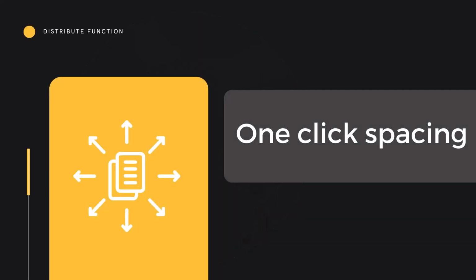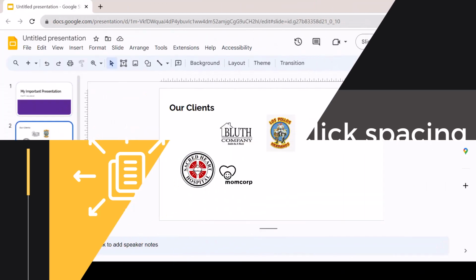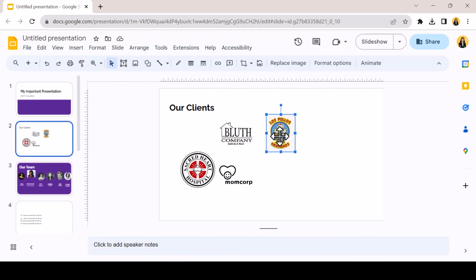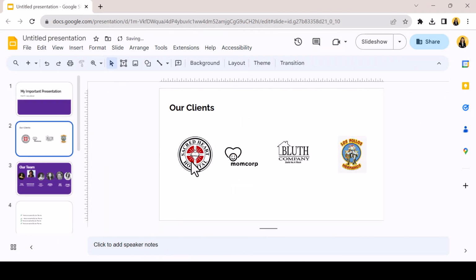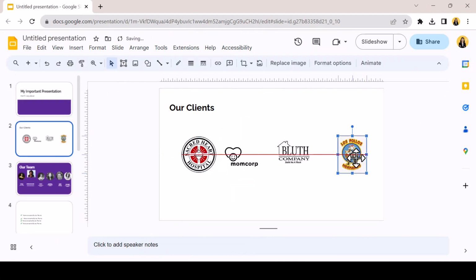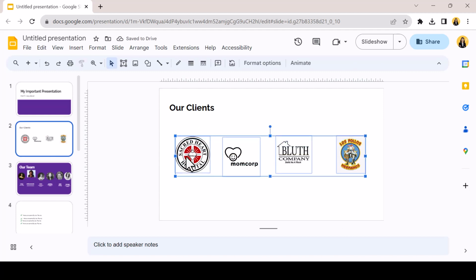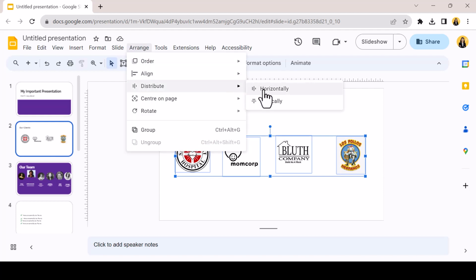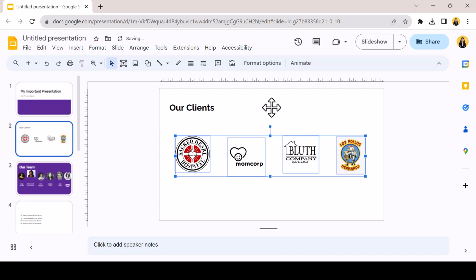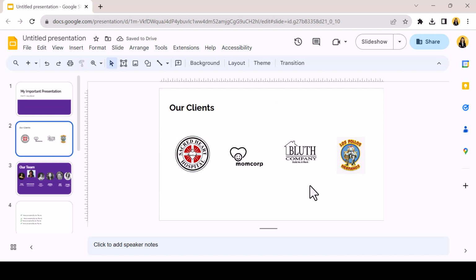One-click spacing. Using the distribute function, we can space out all of our objects on a slide in one click. The distribute function will allow for vertical and for horizontal spacing. I'm adding client logos to my presentation. I can space them out with the mouse. If I highlight all the logos and access the Arrange menu, I can hover over the distribute function and select the perspective. Quickly achieving an even distribution.